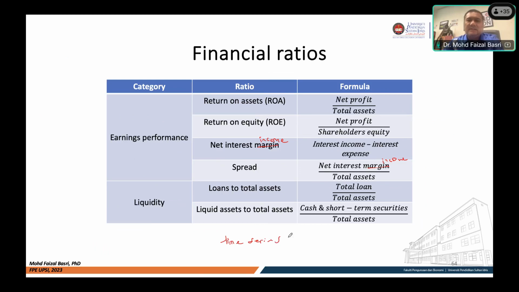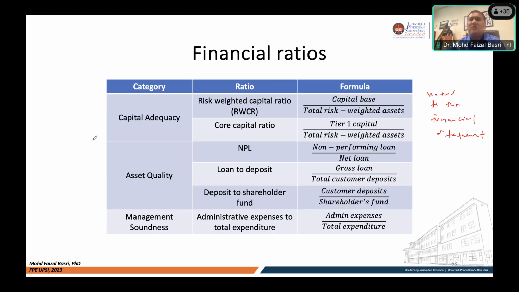Time series analysis whereby you compare your bank's performance over 3 years, whether it is increasing, or decreasing, or going up and down, or stagnant. So you can discuss. It's just a short period, only about 3 years, so you don't have a longer time series. I should have asked you to do more, like 5 years, then you can have a better analysis, but never mind because I asked you to do 3 years. So you just analyze the 3 years' performance based on all the ratios and comment.